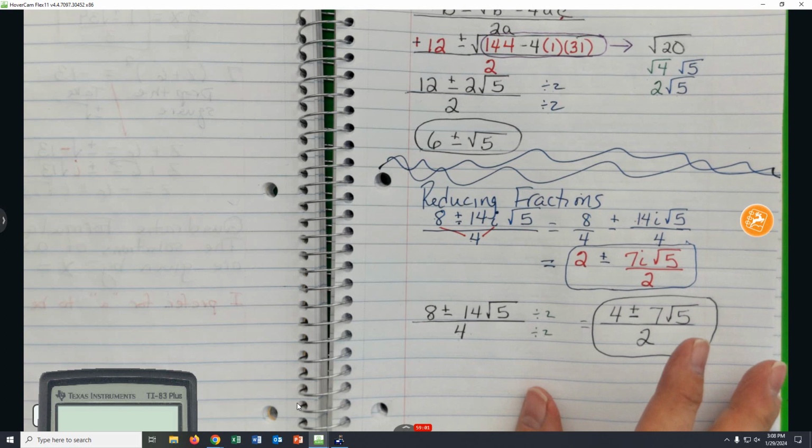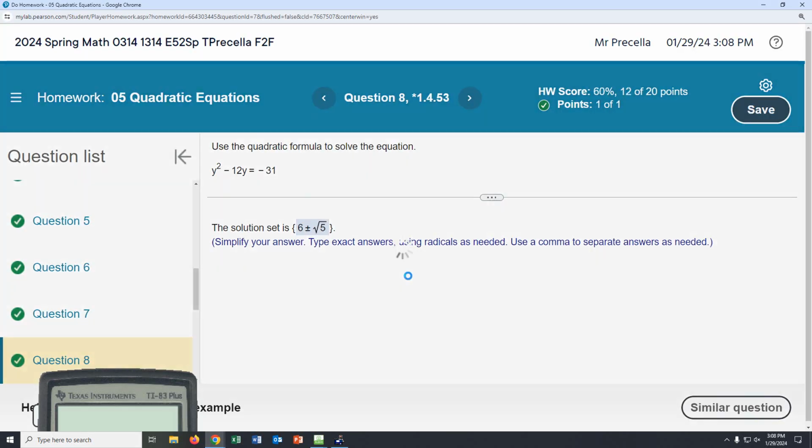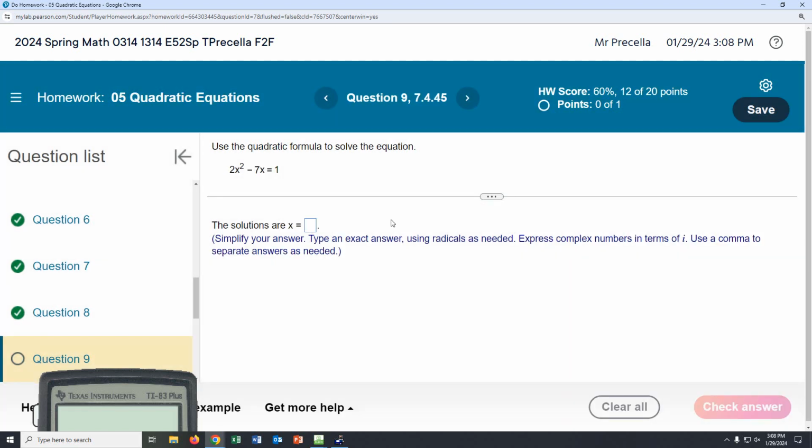Are we ready to try another one? Let's move on to number 9. Let's see. Number 9. 2x squared minus 7x equals 1. Let's use the quadratic formula. 2x squared minus 7x equals 1.